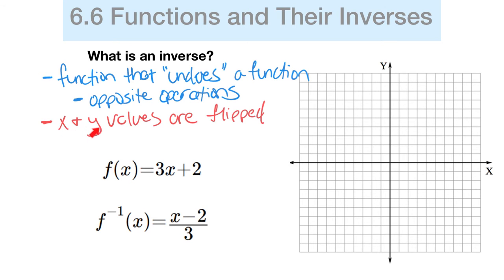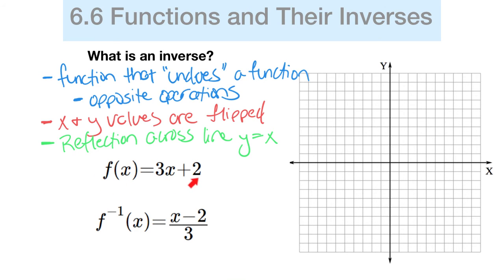In an inverse function, you're going to see that the x and y values are essentially just flipped. The x's become the y's and the y's become the x's. And lastly, the inverse is going to be the reflection of the line across the line y equals x. So I'm going to show you what that means with these two examples here.